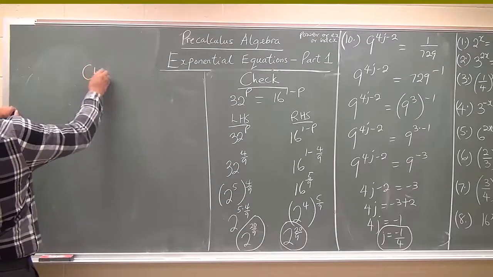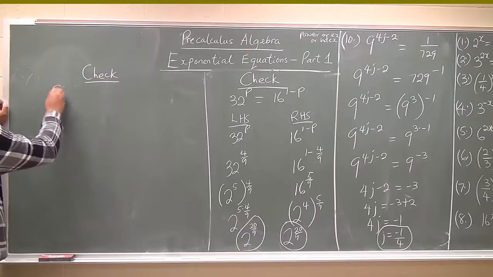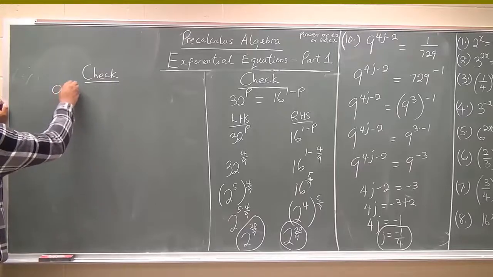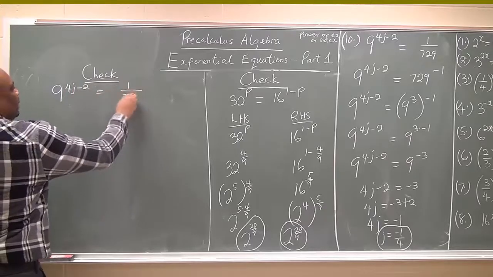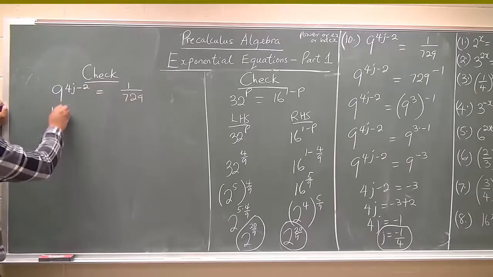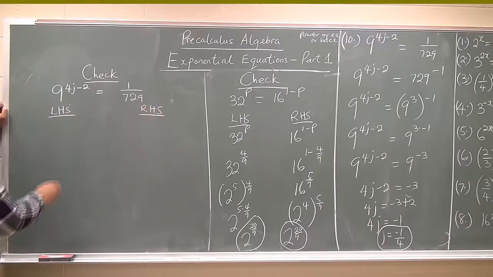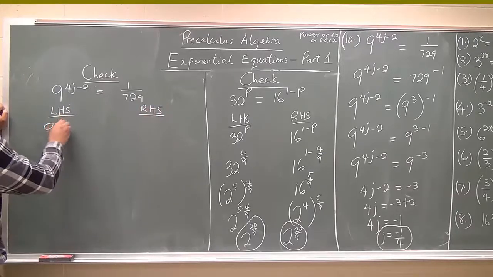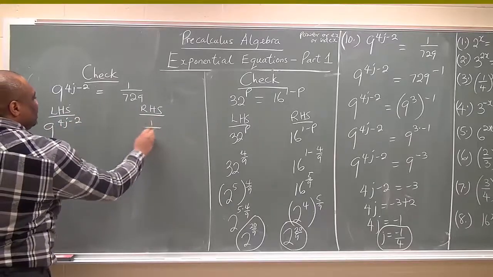We now check. We write the main equation first: 9 exponent 4j minus 2 equal to 1 over 729. Then our left hand side and our right hand side. Our left hand side is 9 exponent 4j minus 2. Our right hand side is 1 over 729.